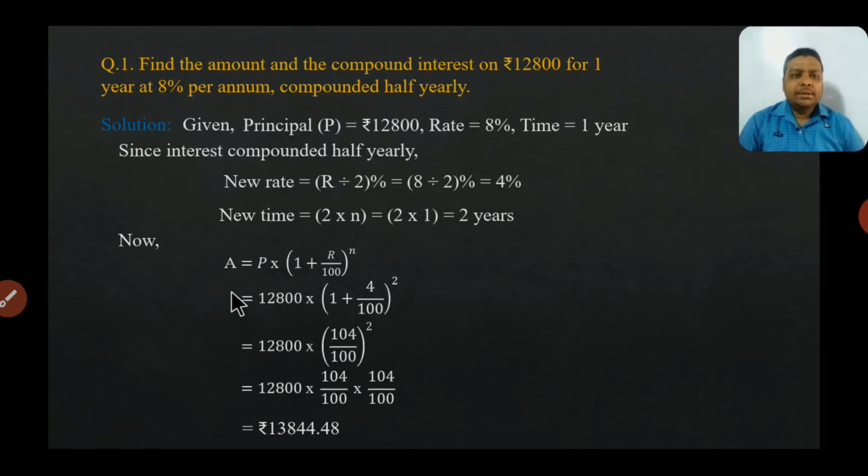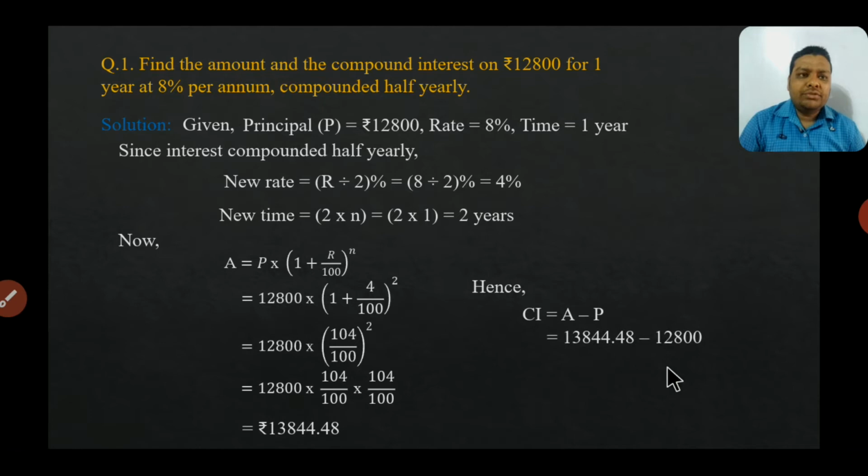Okay, but we have to find compound interest also. So now we can say hence compound interest is equal to A minus P. It means 13,844.48 minus 12,800. So it will be rupees 1,044 and 48 paise. That will be the compound interest. Okay students, so I hope that you all have understood.